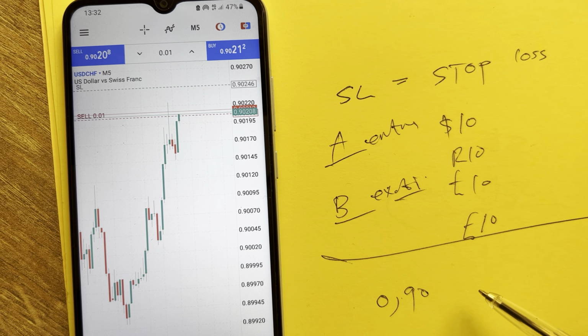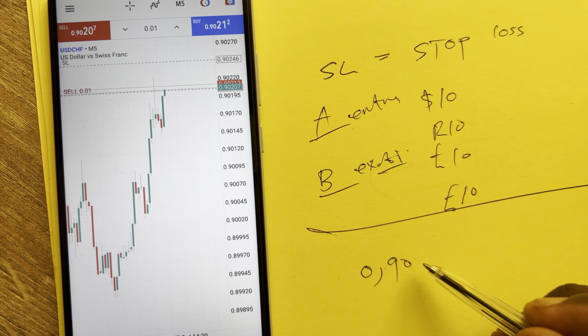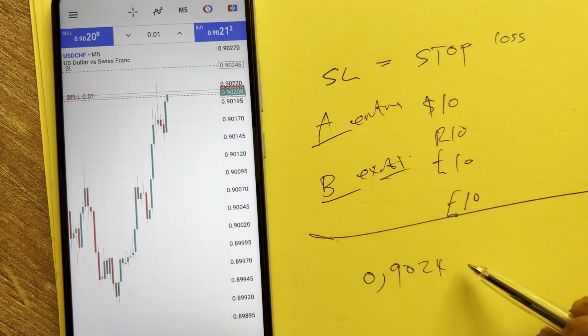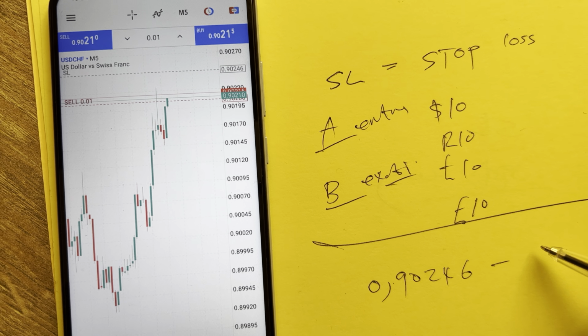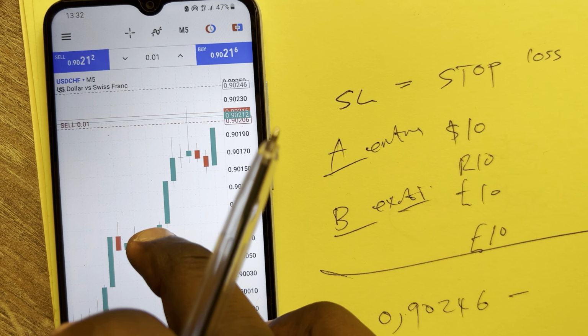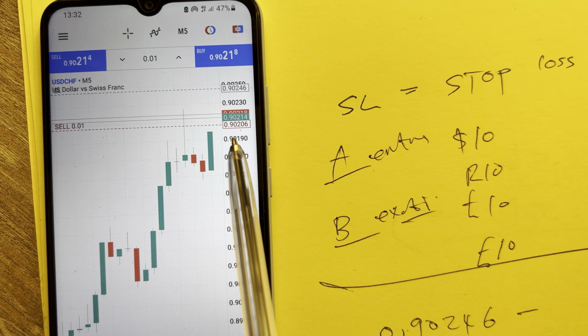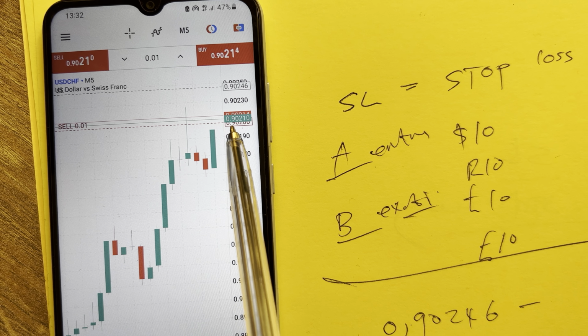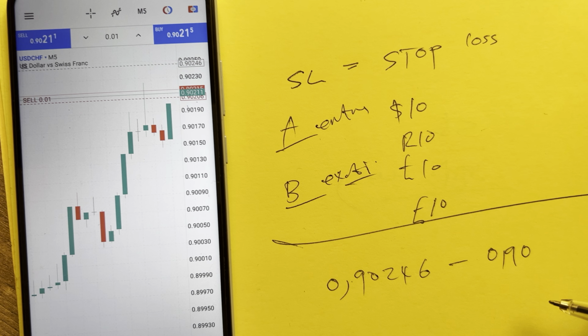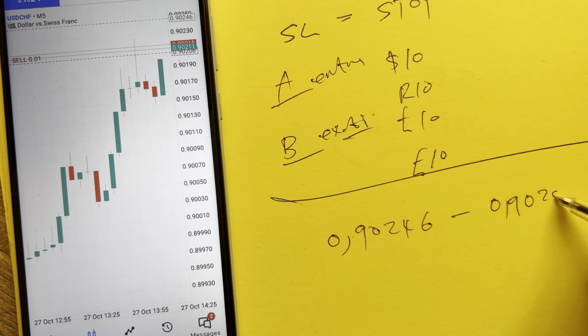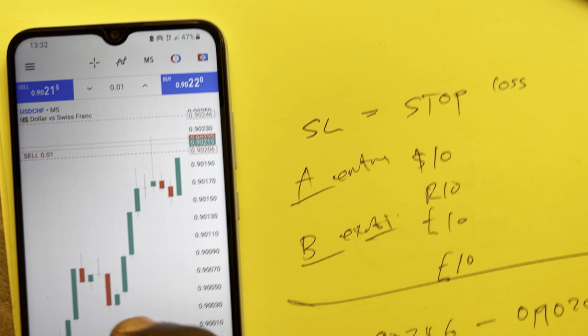Which is 0.90246, minus the price where it's an entry. Let's zoom in here because we cannot see it well. Here it's under here. You can see this price here, which is 0.90920. I think it's 6. It's 6.